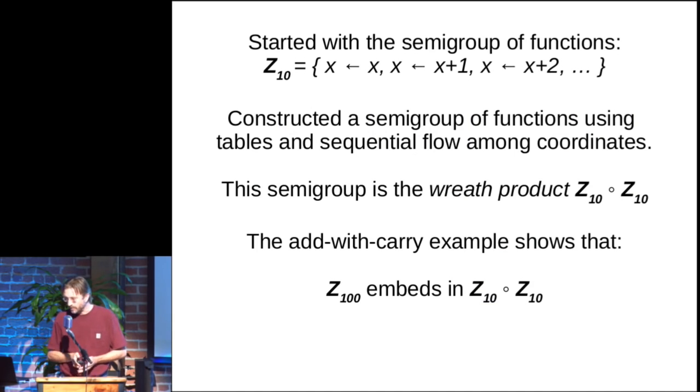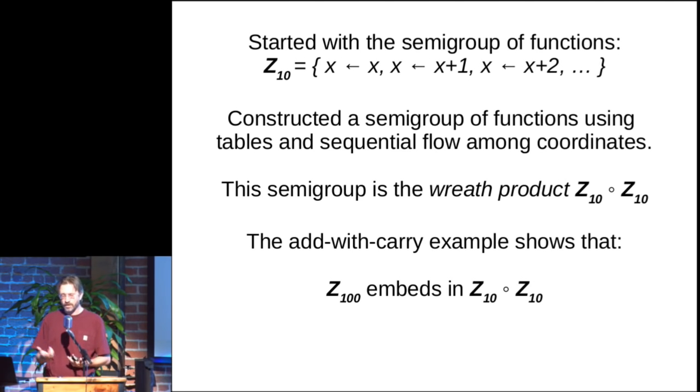We're not doing base 100. So we constructed this semigroup, and I'll tell you more precisely in a minute what that is, but we constructed these functions using these tables and this sequential flow from right to left. This is called the wreath product, and in this case, it's the wreath product of two groups of integers modulo 10. This is a huge object. It's got lots of different functions in it. You can imagine you fill in that table in arbitrary ways and you get thousands of possibilities.